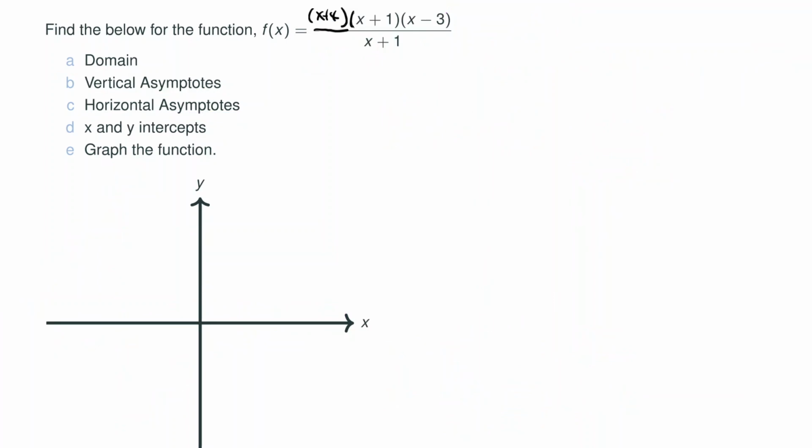Find the below for the function x plus 4 times x plus 1 times x minus 3 over x plus 1. So let's find the domain first. When we find the domain, again, we don't simplify anything. Just look at the function as given. What can we not have in the denominator? Negative 1, right? Then we have 0. So the domain is negative infinity to negative 1 and negative 1 to positive infinity.